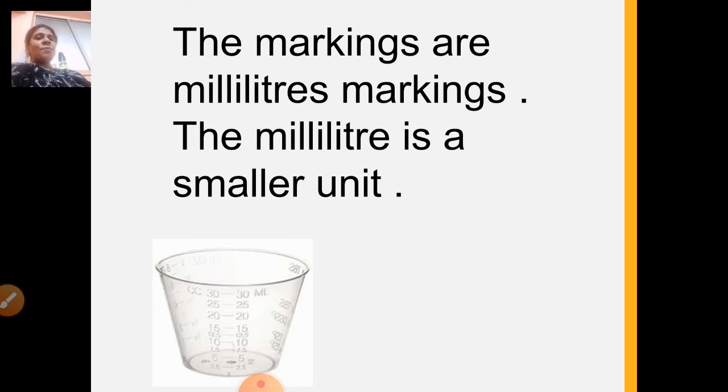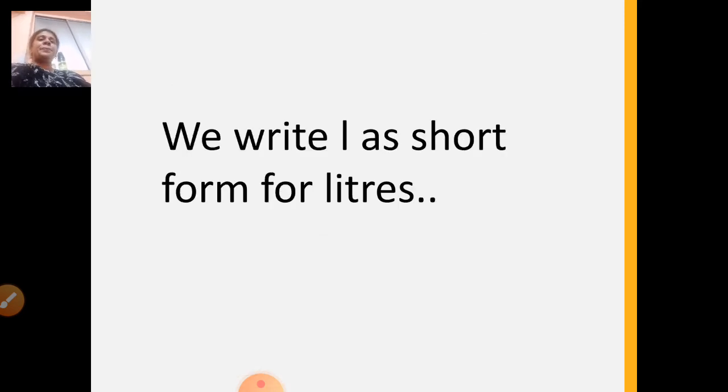The dash is a smaller unit, milliliter. So it can be asked in any way, children, in the fill in the blanks.